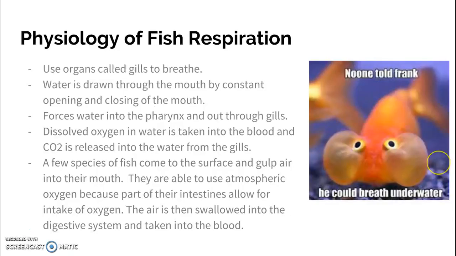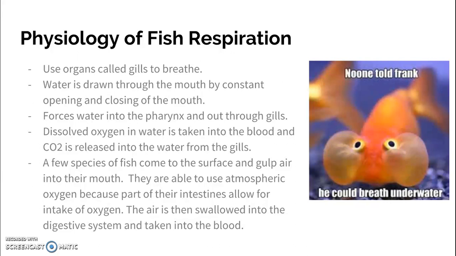Fish respiration. So how do fish breathe underwater? Well, they use organs called gills to breathe, and they actually draw water through the mouth by constantly opening and closing. That forces water into the pharynx and then out through the gills. The dissolved oxygen in the water is taken into the blood, and carbon dioxide is released into the water from the gills. So very much like we would breathe in air and then expel air out. It works the same way with fish. Oxygen comes in, carbon dioxide comes out. It's just filtered through water as opposed to the air.